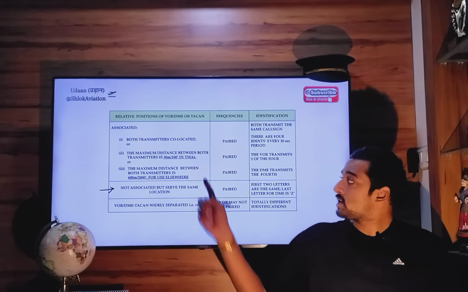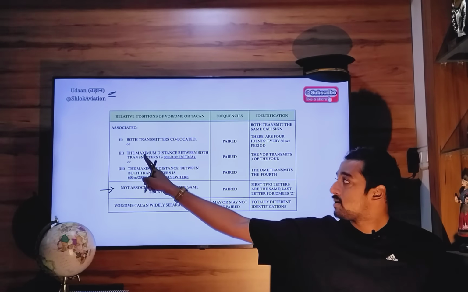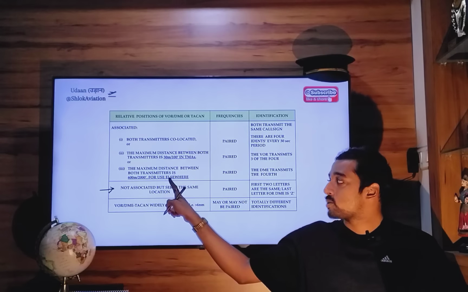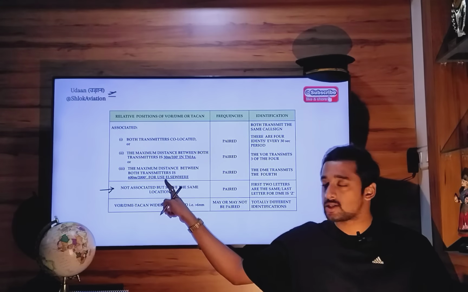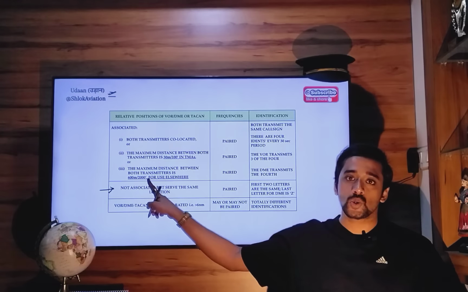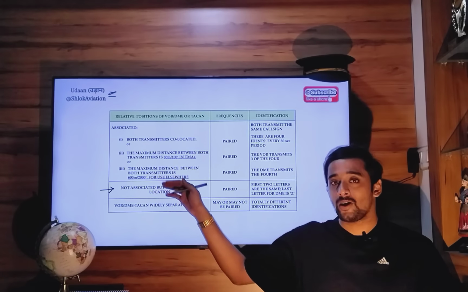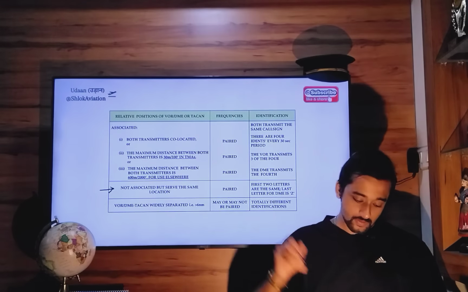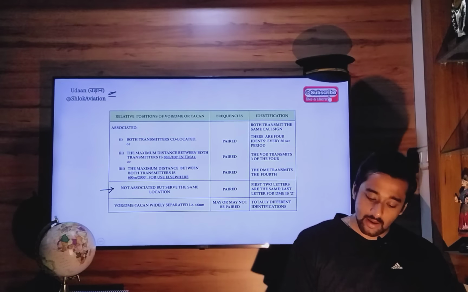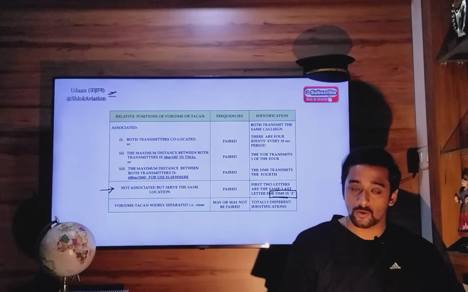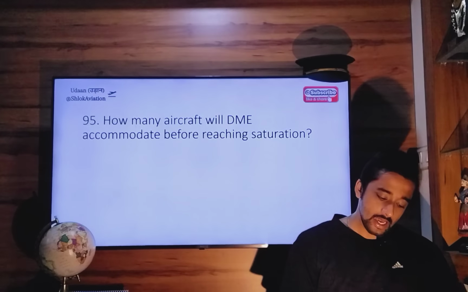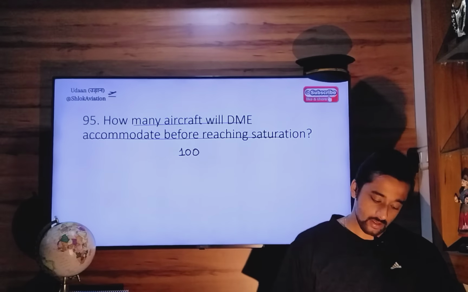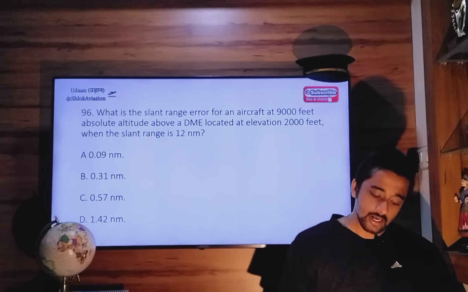Option A is both transmitters are co-located, maximum distance between them 30 meters or 100 feet in terminal airspace. Outside terminal airspace, like en route area control, it can be 600 meters or 2000 feet. And if it is even beyond that, more than that, then they will be called not associated. In that case, the DME will be identified by letter Zulu. Next, how many aircraft will DME accommodate before reaching saturation? 100 aircraft.